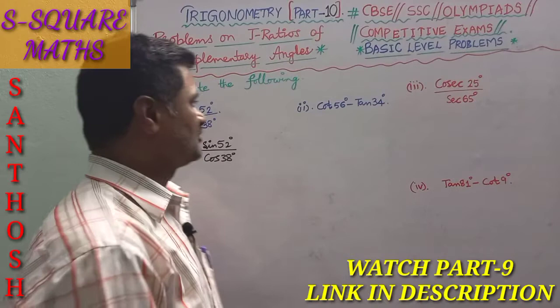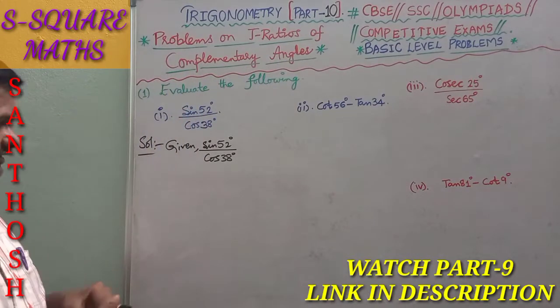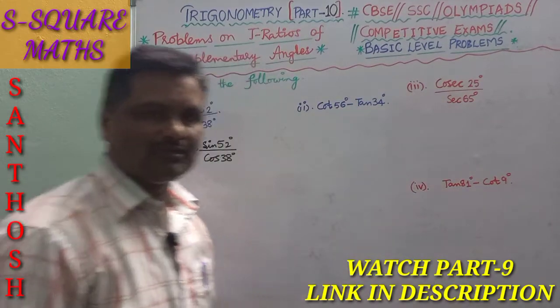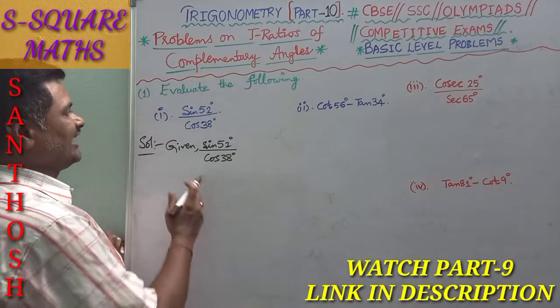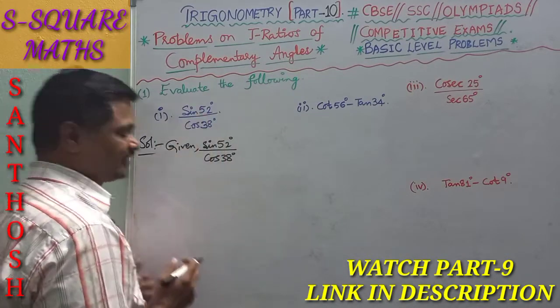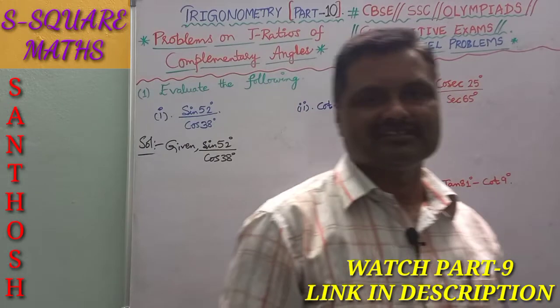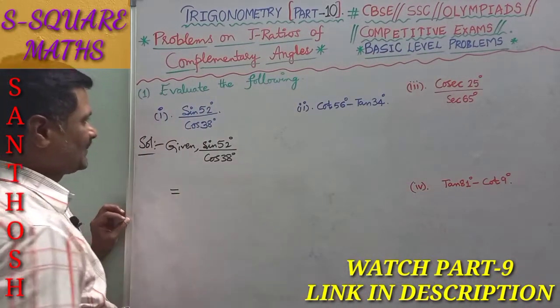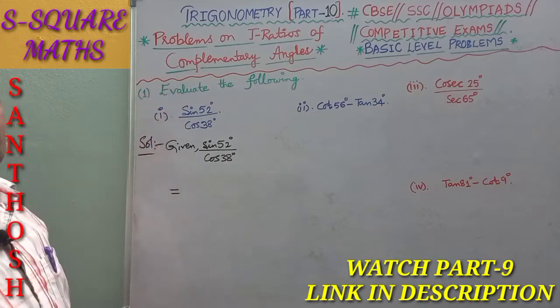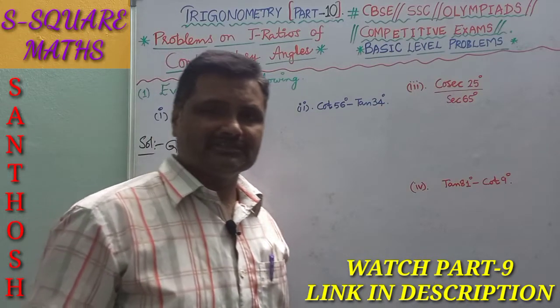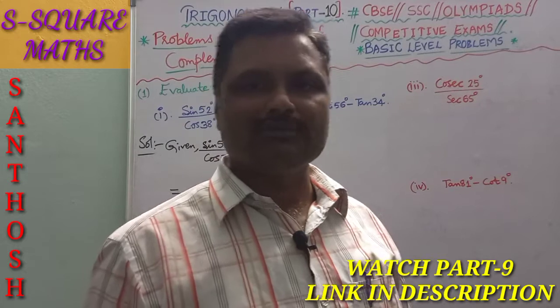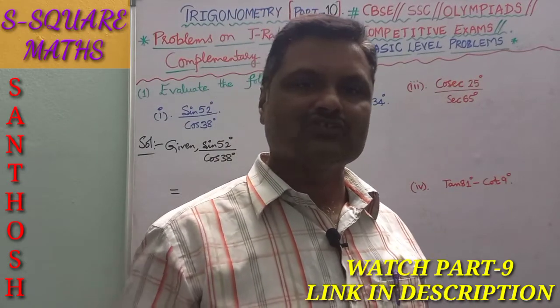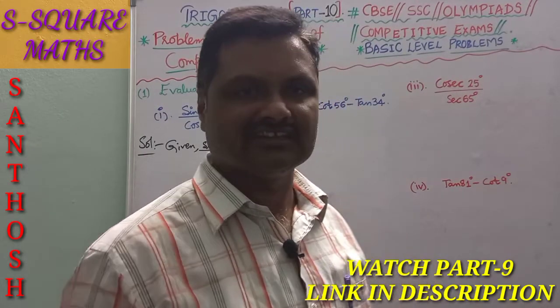Okay, now let us go through the problems. We are going to discuss 4 problems. Please listen carefully. We are given sine 52 degrees by cos 38 degrees, which we have to evaluate. First of all, sine and cos are nothing but T ratios of complementary angles of each other.